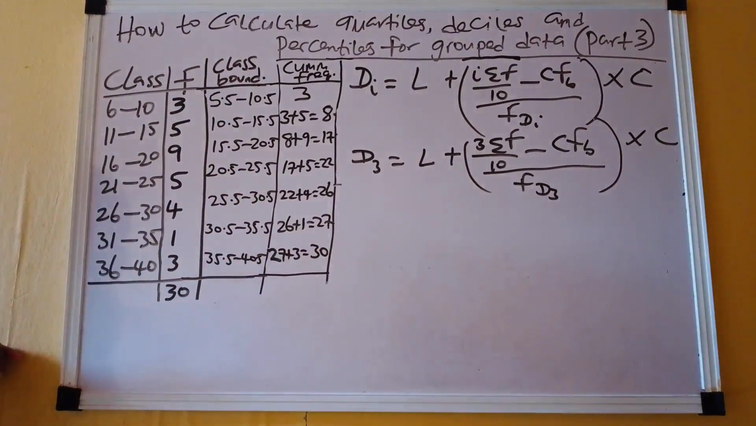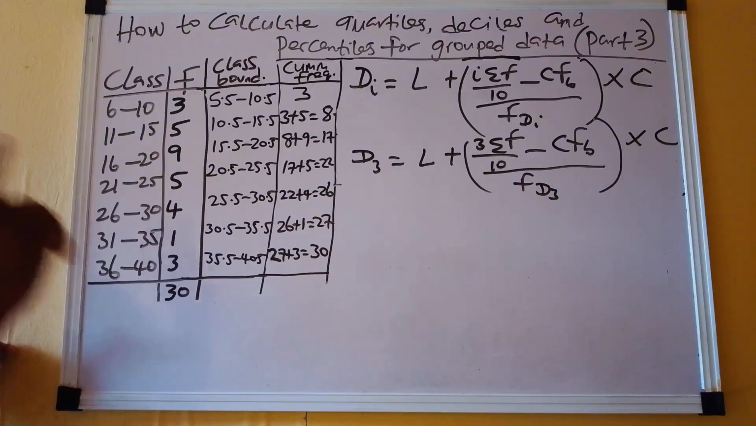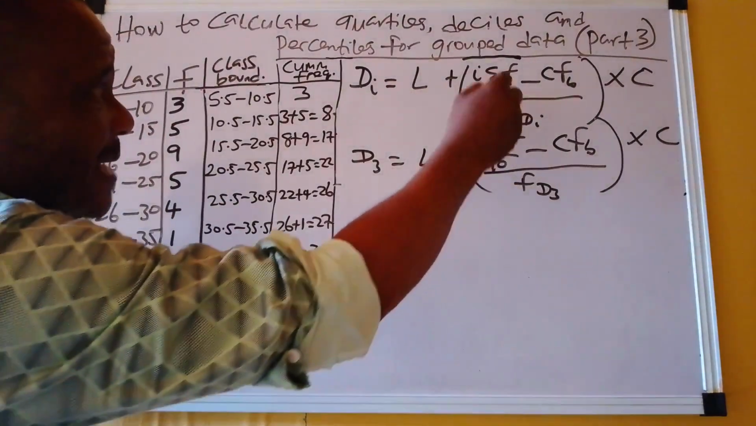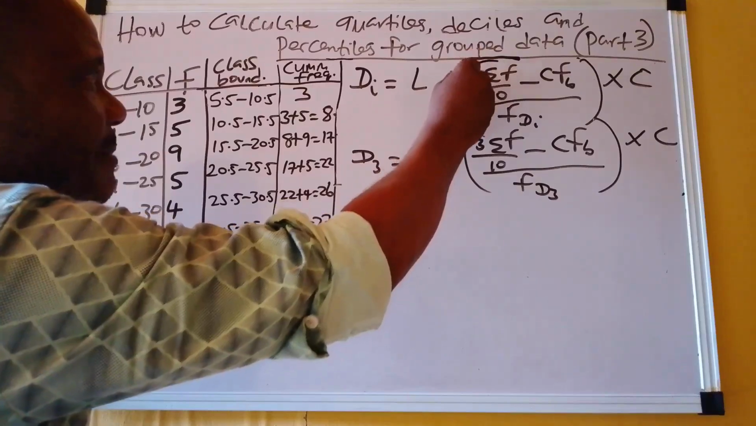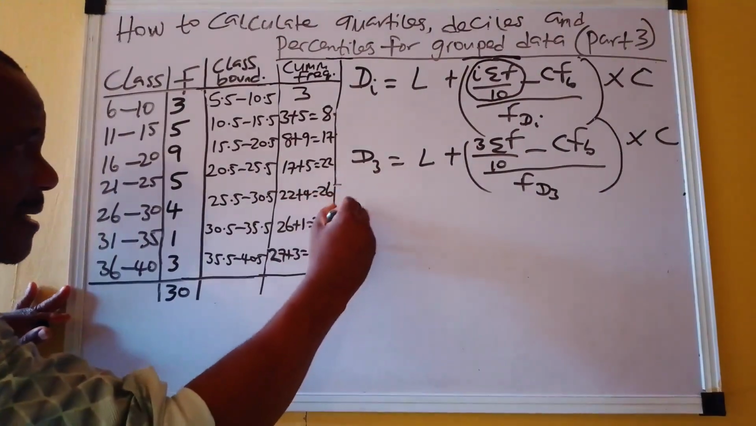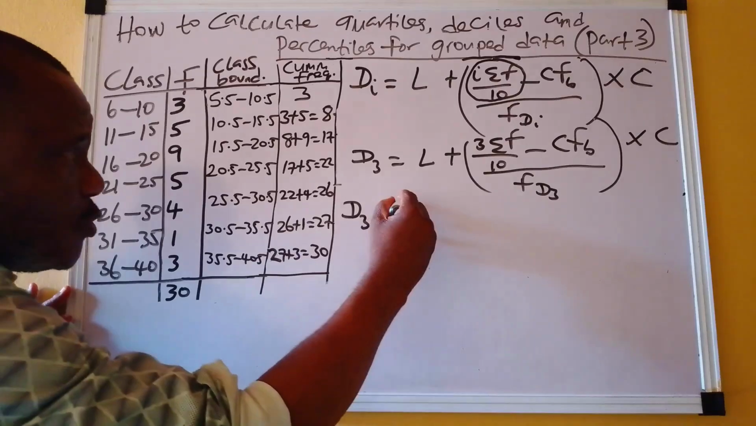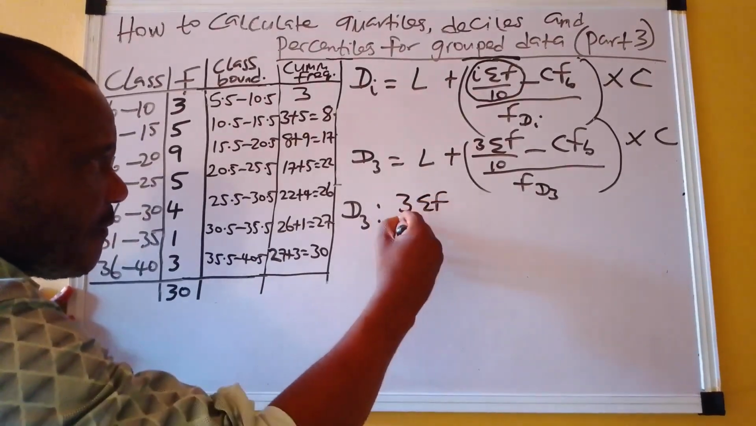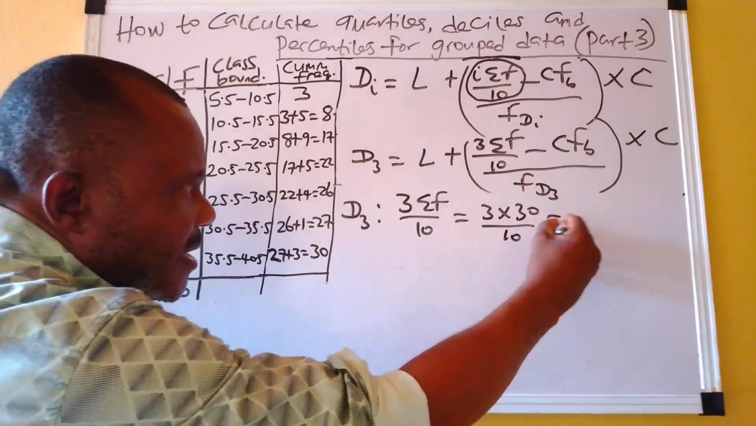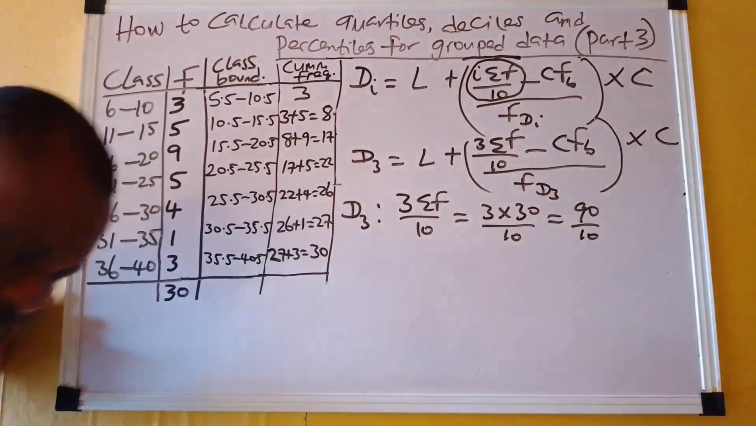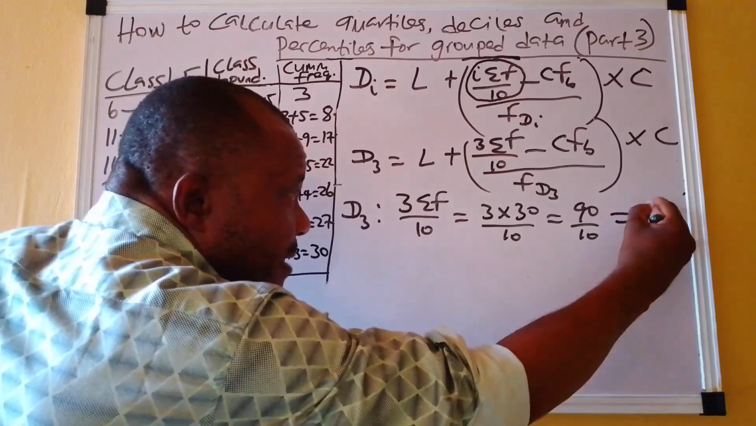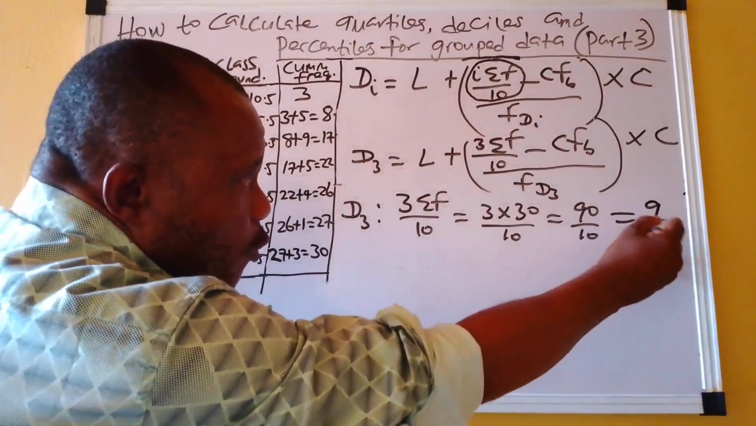Like I told us, the first thing we need to do here is to know the D3 class. We have what I call the class determinant. Look at the class determinant here. That's what you use to determine the class. So to know our D3 class, we use 3 summation F all over 10. That is 3 times 30 all over 10, which is 90 over 10, and that will be 9.